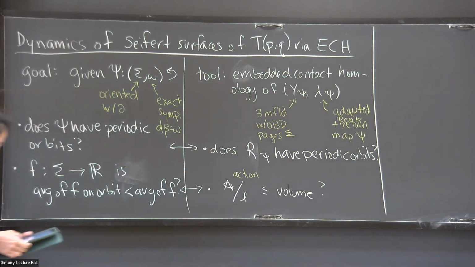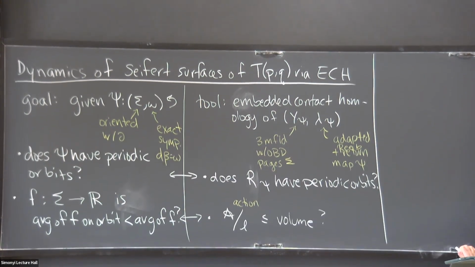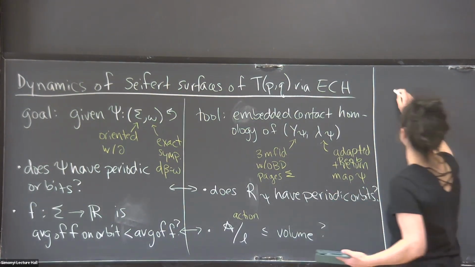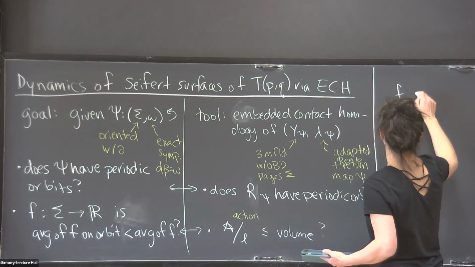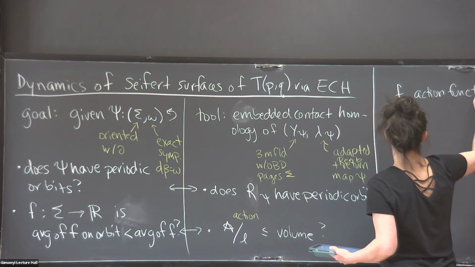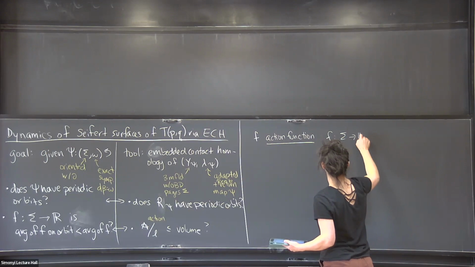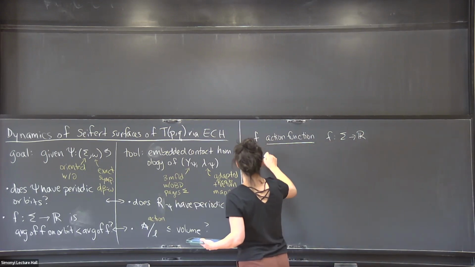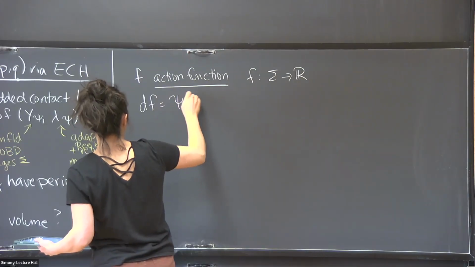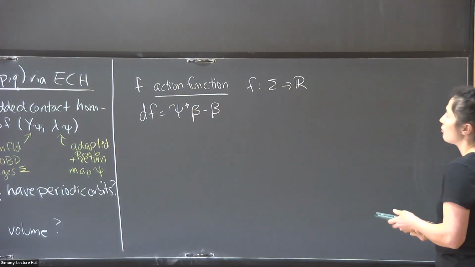And so if I want to set up a dictionary like this, the function f has to be the thing that gives me the action under this correspondence. f has to be what's called the action function. So it's a function from the surface to R, and it satisfies the condition df is psi pullback beta minus beta.